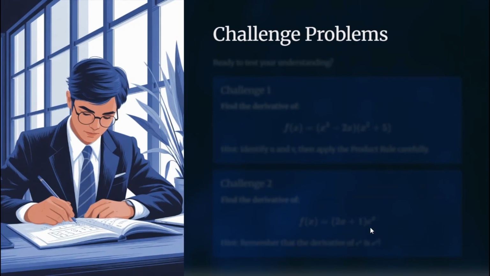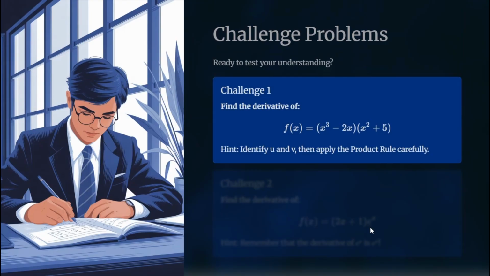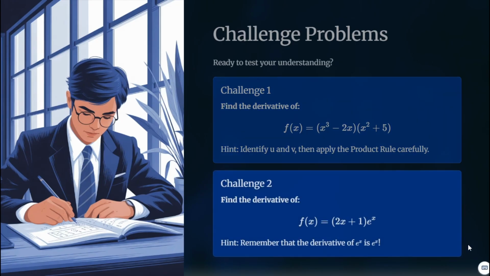Now, are you ready to test your understanding? Try these problems before checking your notes. So your first challenge is to find the derivative of f of x equals x cubed minus 2x times x squared plus 5. So identify u and v, and then you can apply the product rule. Your second challenge: find the derivative of f of x equals 2x plus 1 times e to the power x. And remember that the derivative of e to the power x is e to the power x.